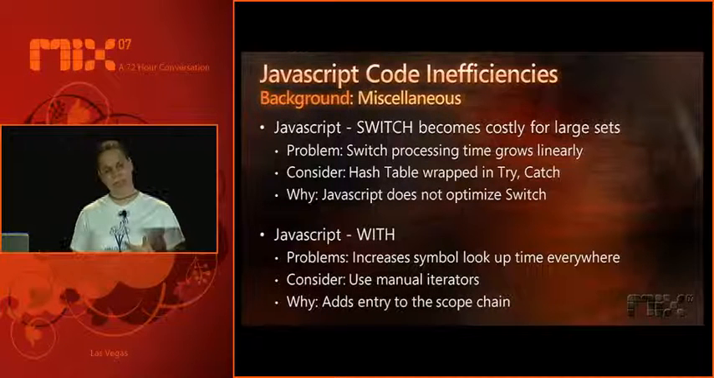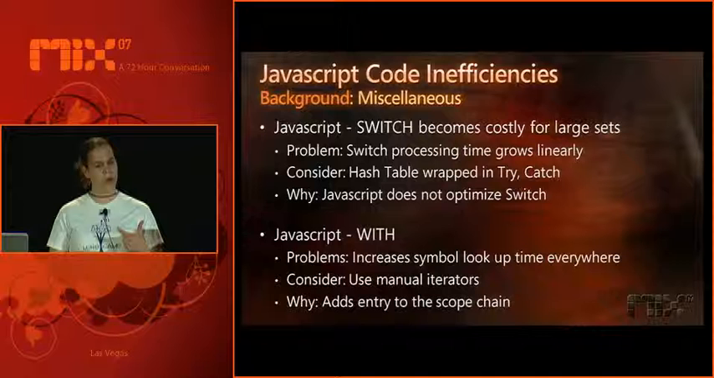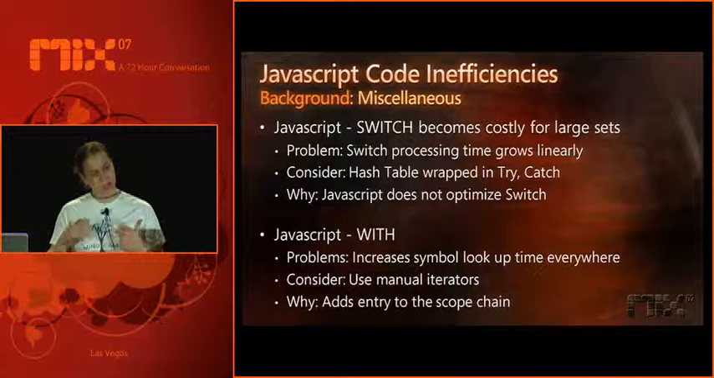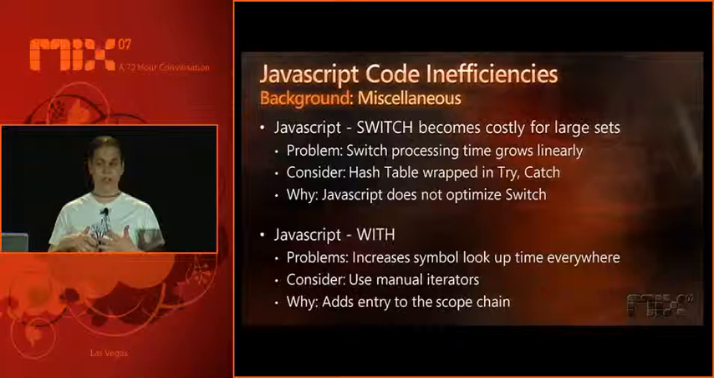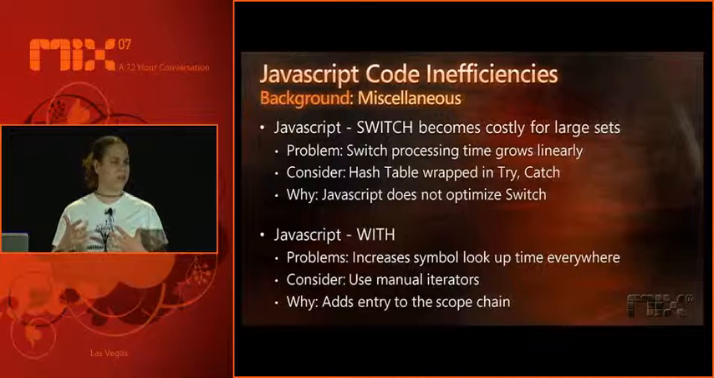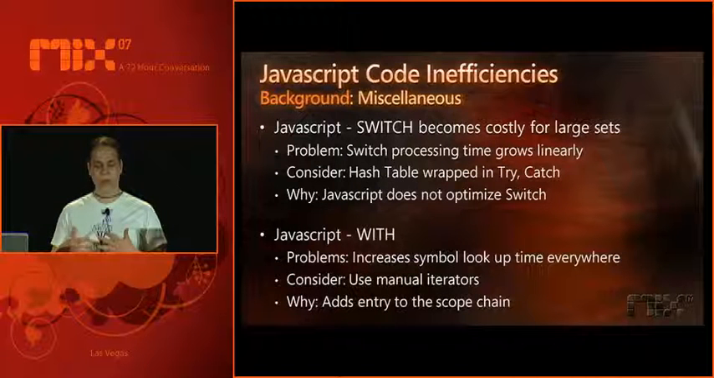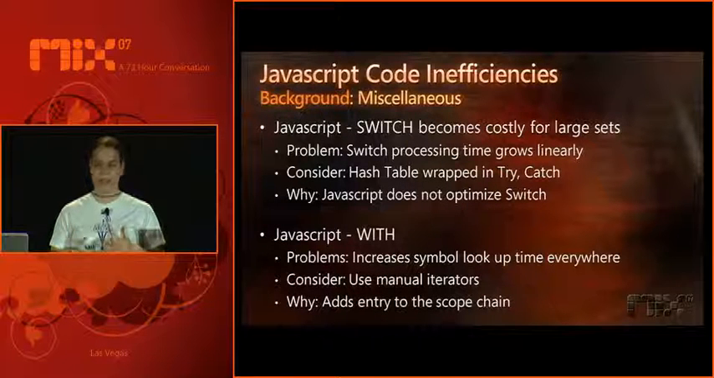And I didn't really understand this one. Some of the devs and I were talking about with, and what with does is actually add a new scope. So as soon as you say, for with, it actually adds that scope in the block to the scope chain and increases lookups across your entire app while that scope is active. So you may want to consider not using with. Use manual iterators instead of using with. Again, it's not as elegant.